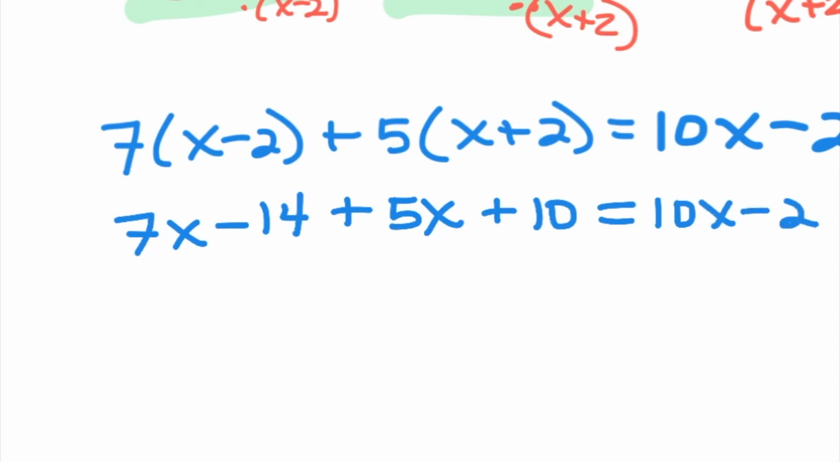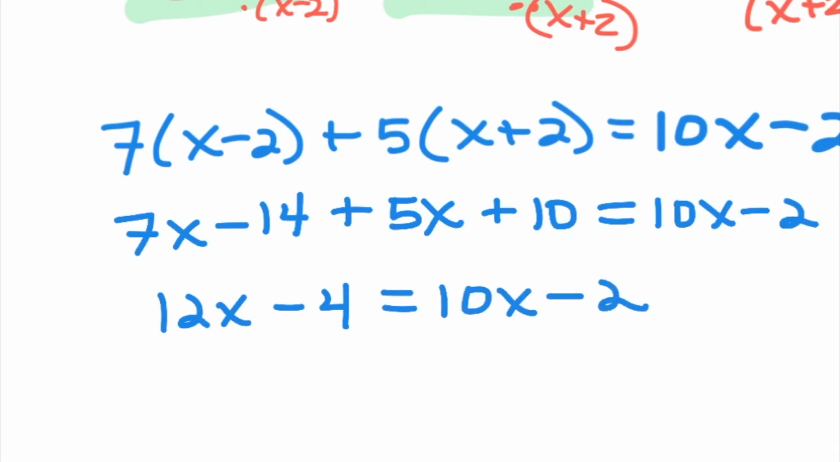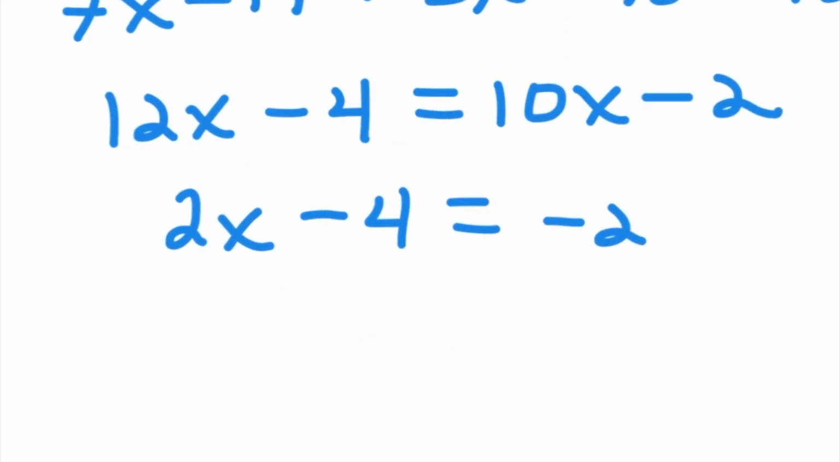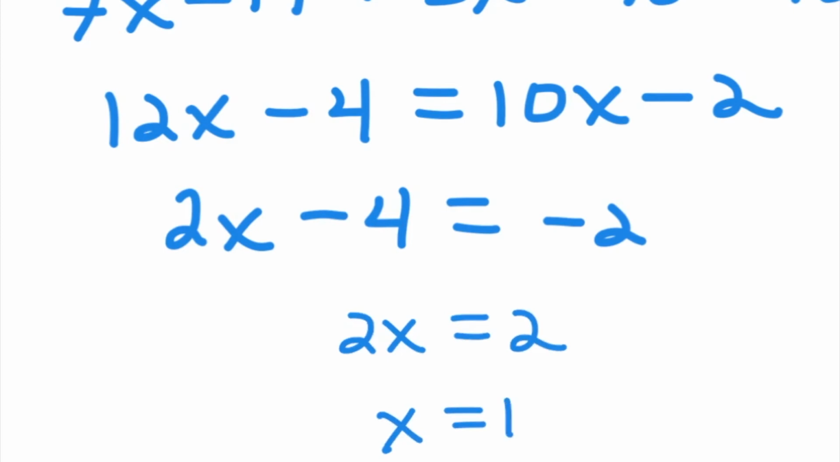And then I'm going to combine like terms, and I get 12x minus 4 equals 10x minus 2. And then I'm going to subtract 10x from both sides, so I have 2x minus 4 equals negative 2. And I'm going to add 4 to both sides, so I have 2x equals positive 2, and x equals 1.